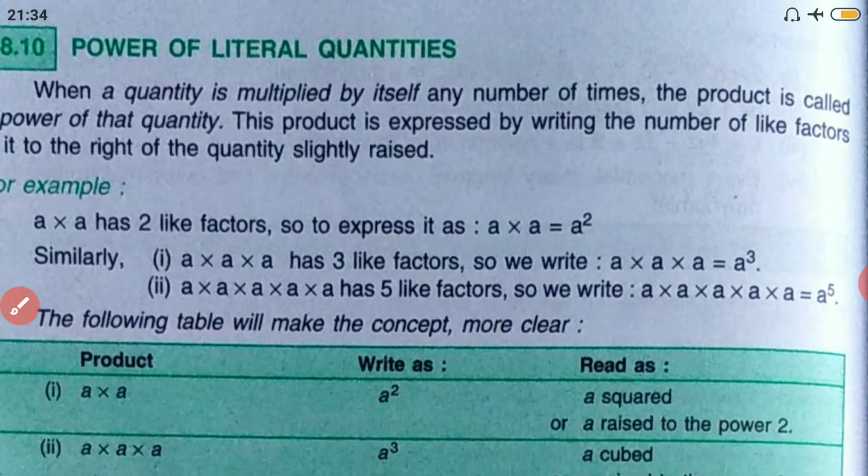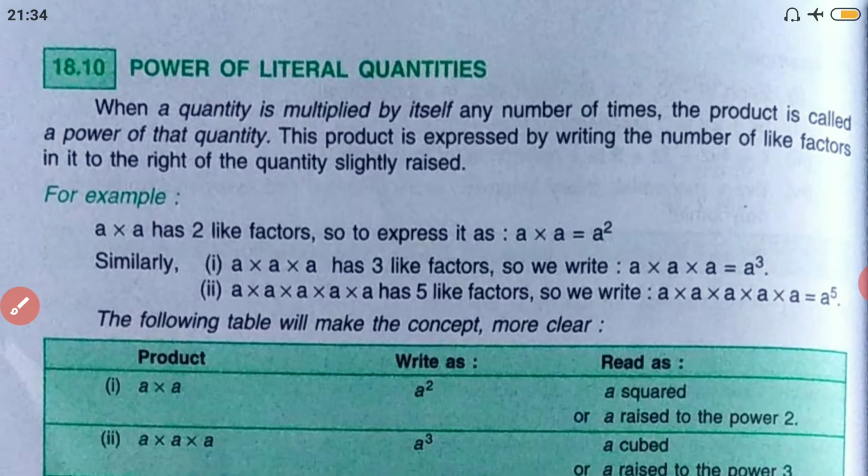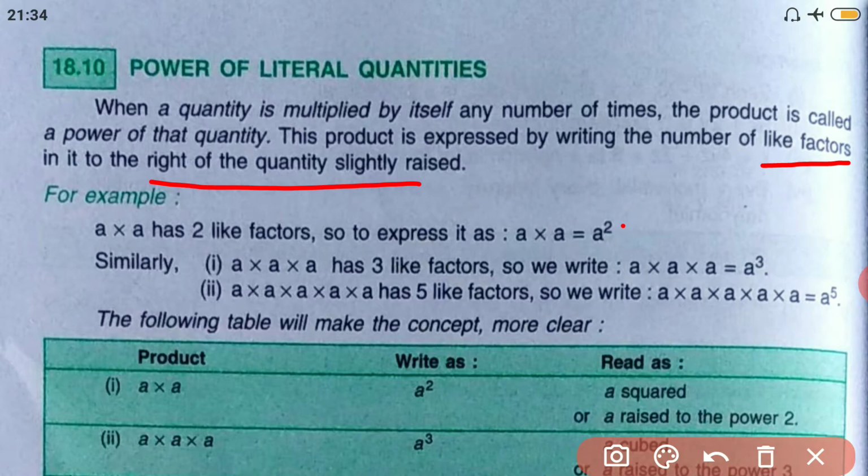Now this product is expressed by writing the number of like factors. That means the same number should be multiplied again and again, no addition, no subtraction. In it, to the right of the quantity, slightly raised at the top. For example, a into a has two like factors, that is a and a. So to express it, I can write it as a raised to the power 2.